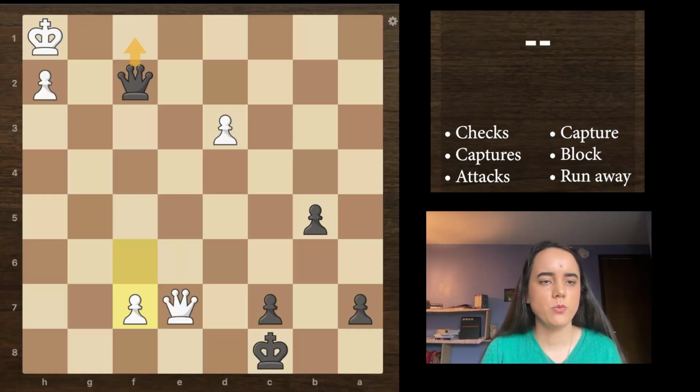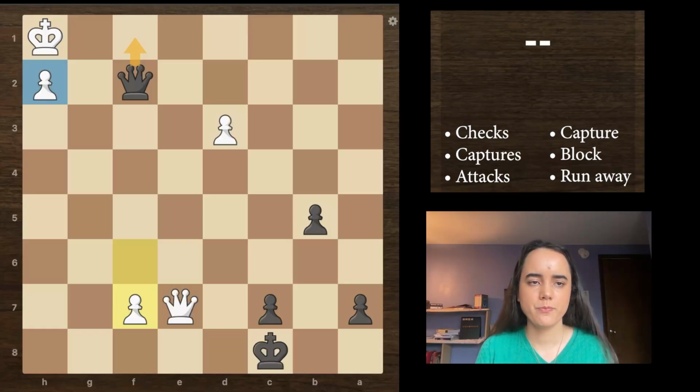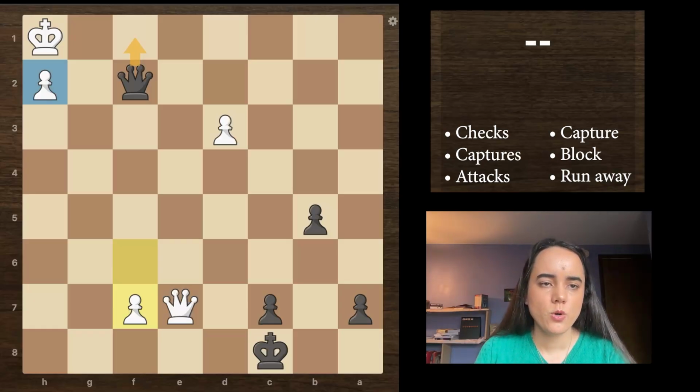So can he run away? The only space he would be able to go would be this square, but it's blocked by his own pawn. So no, he cannot run away. And so this is going to be the answer to the puzzle because this is a checkmate.